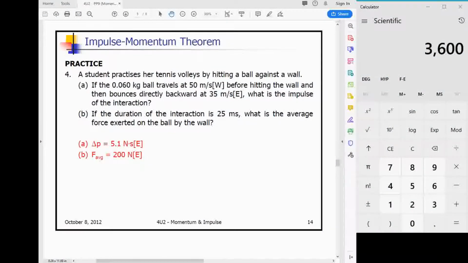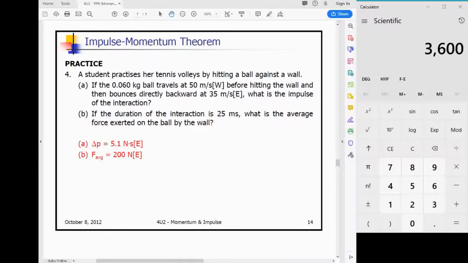Here's another problem. It says a student practices her tennis volleys by hitting a ball against a wall. So the ball's mass is listed. It says it's traveling 50 meters per second west before hitting the wall. Then it bounces directly backward at 35 meters per second east. And this is pretty much the same as the previous problem. So I will let you try to work this out.